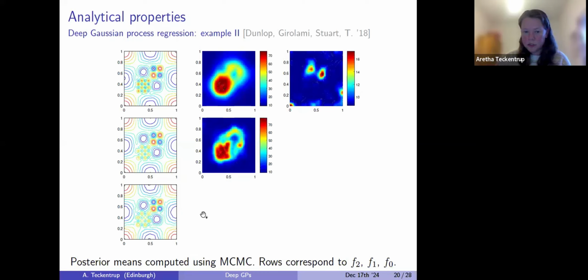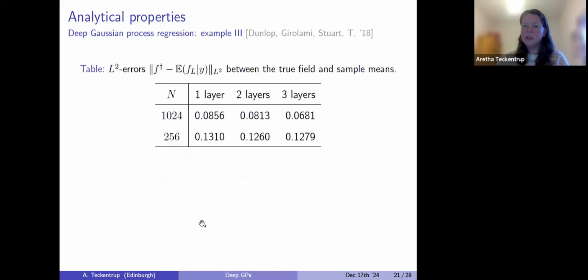You can already visually see that the one with more layers is able to reconstruct the fine scale features better. You can see here that these really fine scale feature parts are reconstructed a lot better. You can compute the errors as well, and you can see that by including more layers, you do reduce the error significantly, if you look at the error between the true function and the posterior mean of the deep Gaussian process.